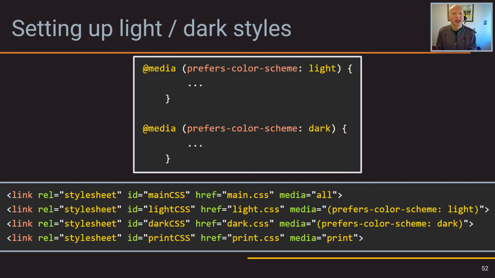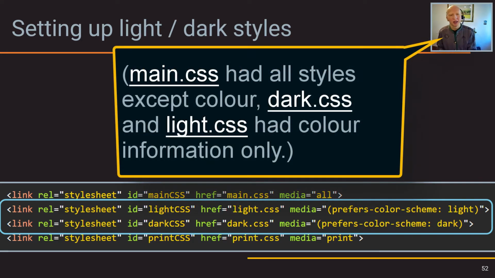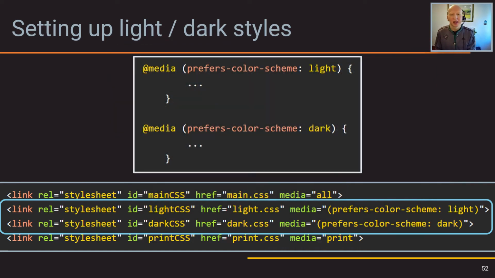A typical way to respect color scheme preference is to use CSS media queries. For my site, I split the color information into two CSS files, one for dark and one for light, and added a media query to them. This meant that the browser is only going to load one of these two CSS files.